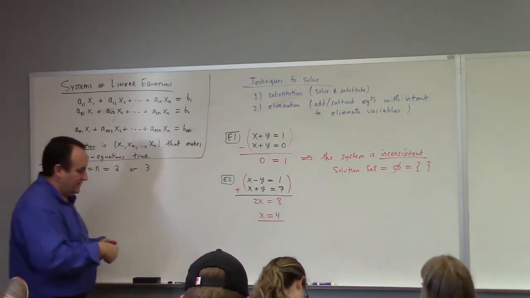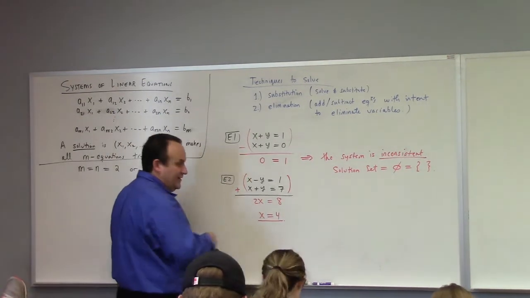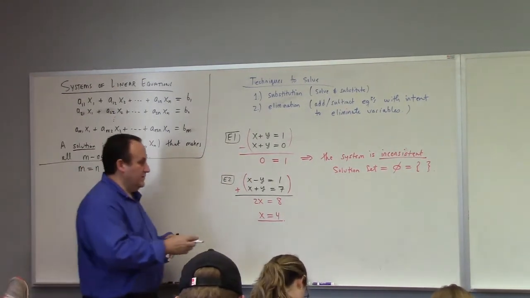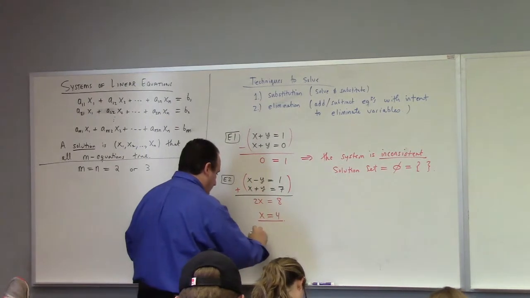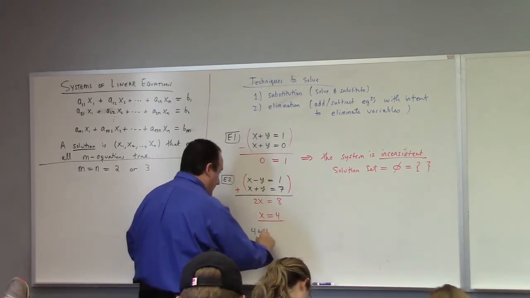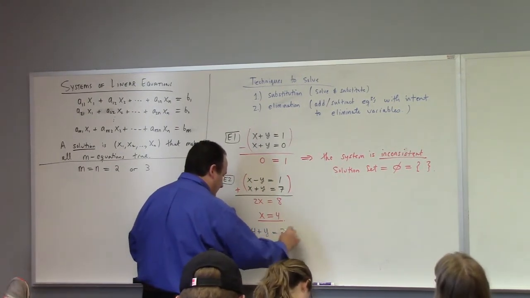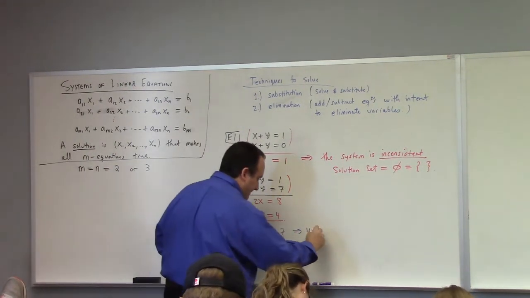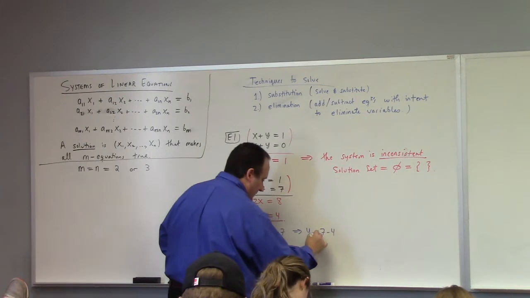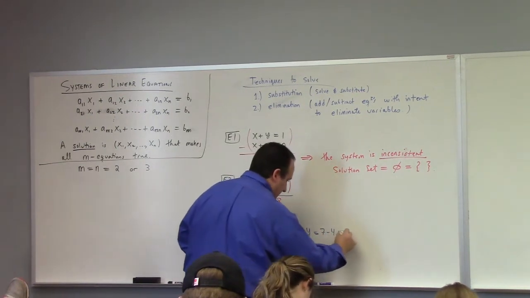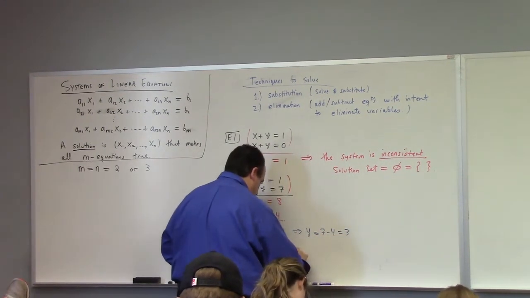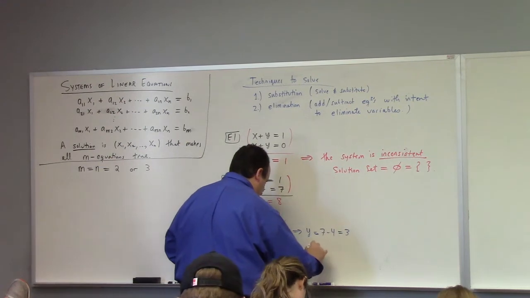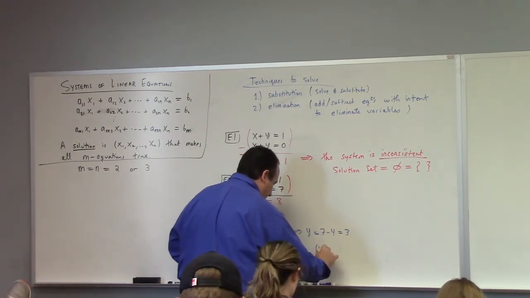Go back to one of the other original equations, right? Which one? It doesn't matter. So we could go to, so we got 4 plus y equals 7, which tells me that y equals 7 minus 4, right? Which is 3. So my solution is 4, 3.